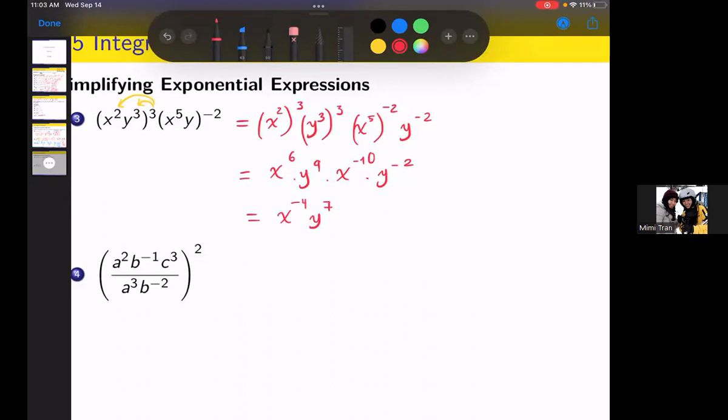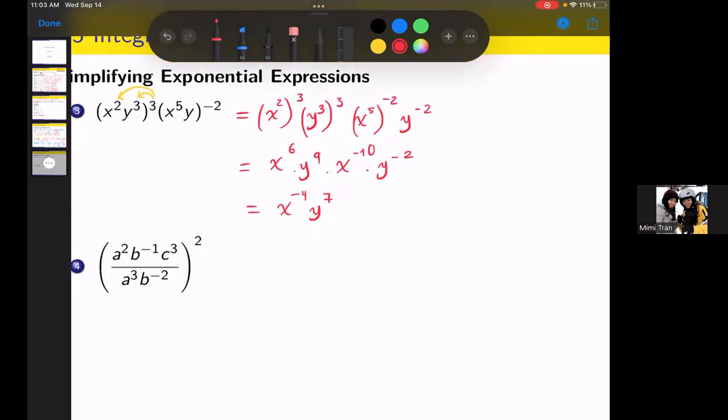On the exam, how would I say that? I don't want negative exponents. So what would you do? Yeah, you just flip it. So y over 7 over x to the 4.